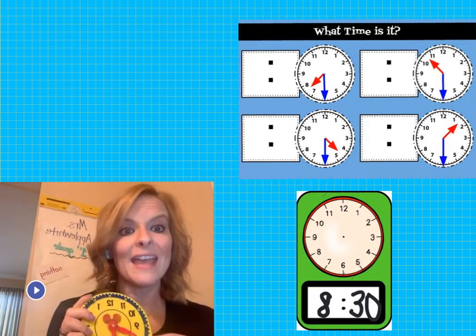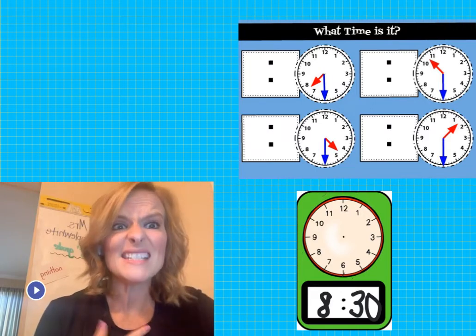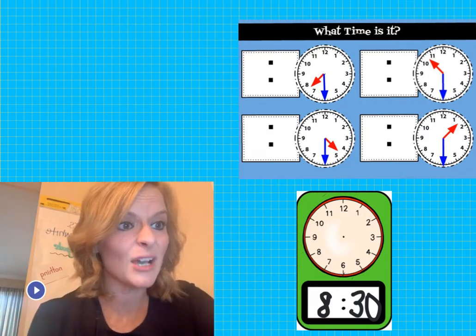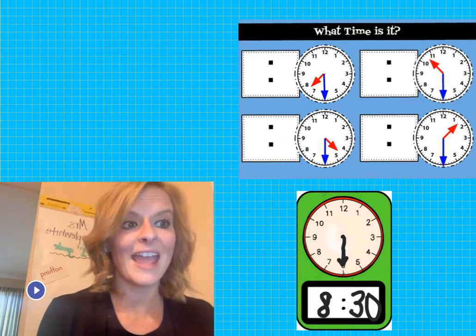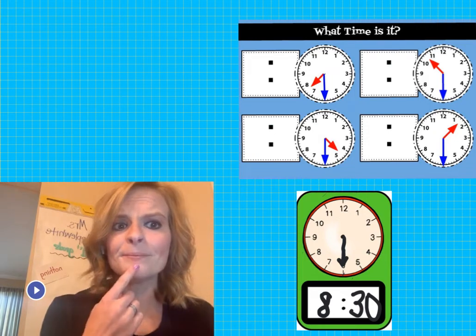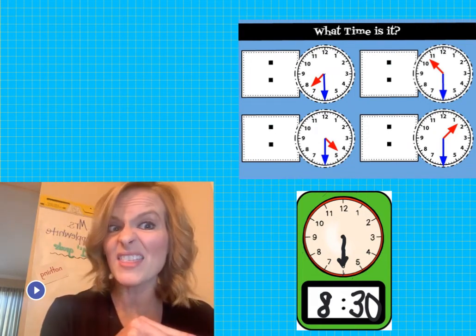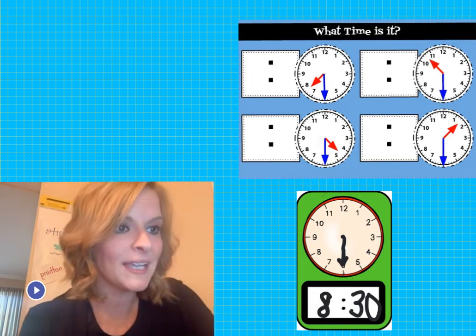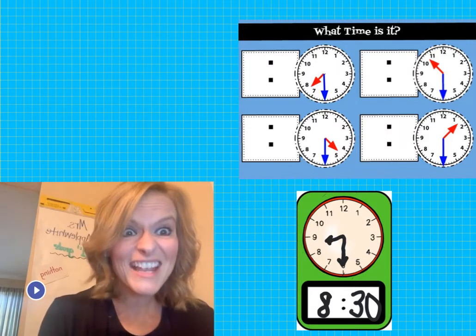Now we're going to draw the hands on this analog clock. So for the minutes, if it's 30, we know it has to go to the 6. That's my long hand. Now, for the hours, 8. Remember, it can't be all the way on the 9, and it can't be all the way on the 8. It's in between. So there is 8:30. Great job.